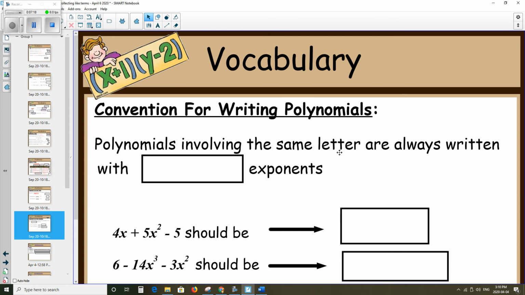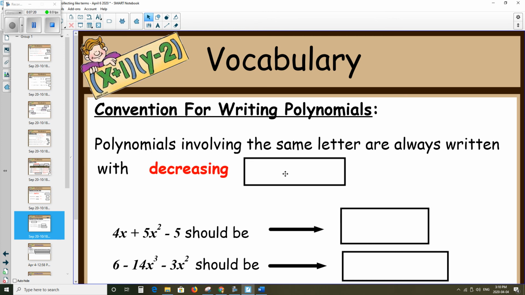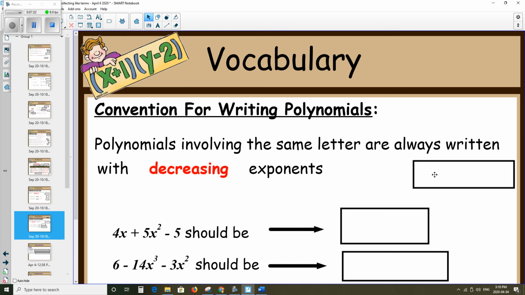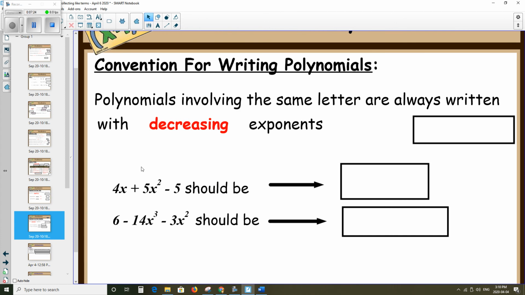Polynomials involving the same letter are always written with decreasing exponents. All right, so if you've got this example here that only has x's, you want to have this term first, the 5x squared, because it has the largest exponent. The next one would be 4x, and then the constant at the end.